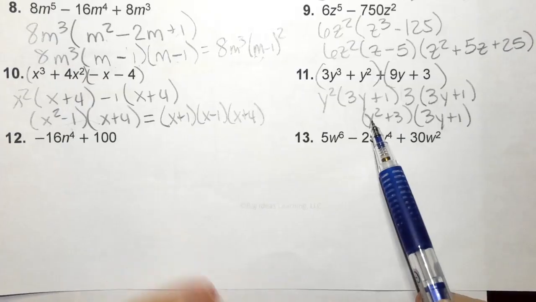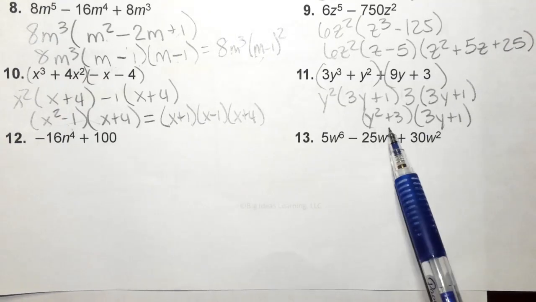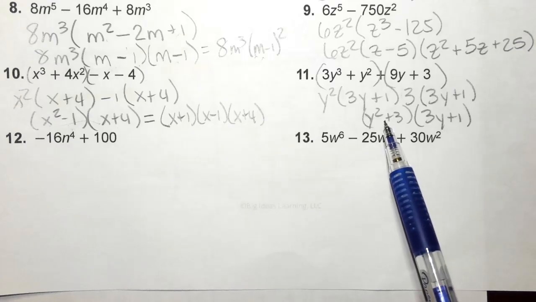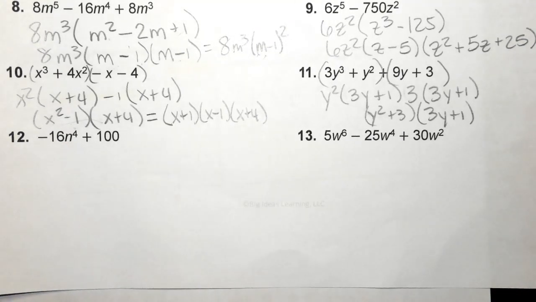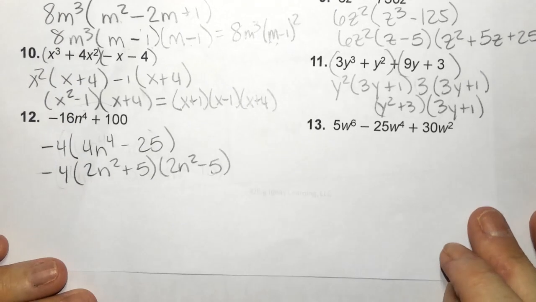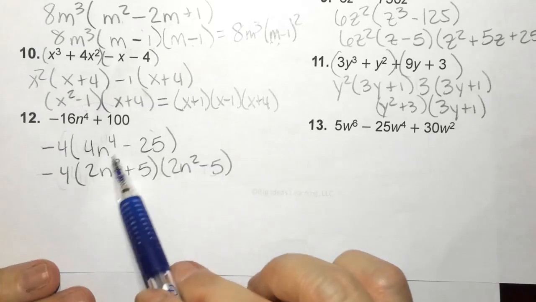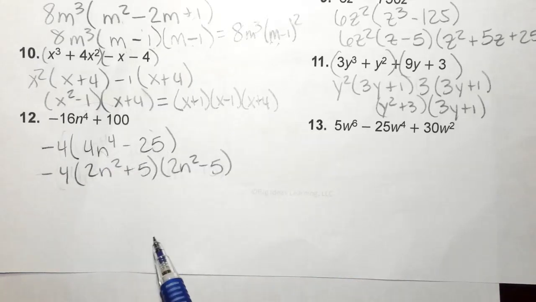Now we're with this one. 3 is not a perfect square, so we cannot factor that any further. That is factored as far as it can. All right, if you haven't tried 12, please try 12 now. All right, and so here's number 12. This one was a difference of squares. We can't go any further because 5 is not a perfect square.